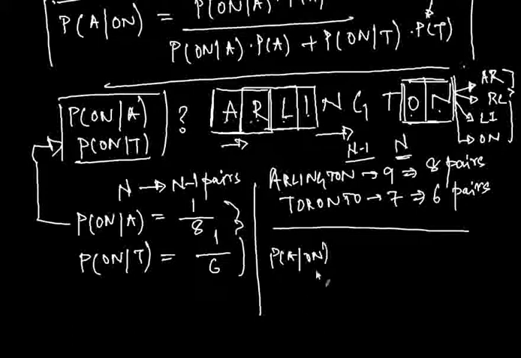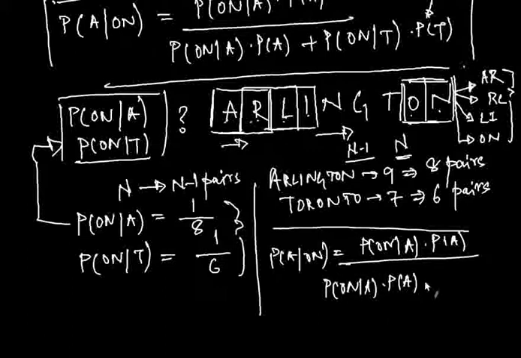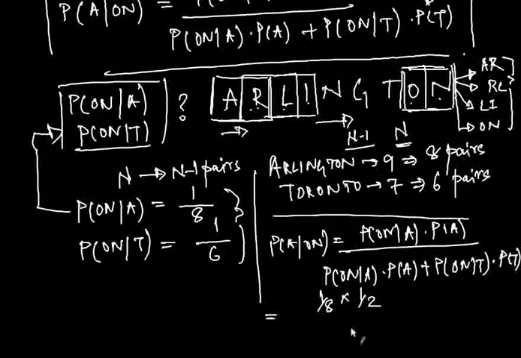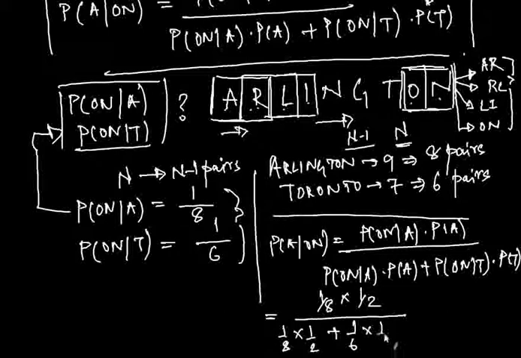So that would be P of A given ON, which would actually be equal to P of ON given A into probability of A, divided by P of ON given A into probability of A plus P of ON given T into probability of T. So this is equal to 1 by 8 multiplied by 1 by half, right, divided by 1 by 8 into 1 by half plus 1 by 6 into 1 by half. Now the 1/2s cancel, we can take them out, they bring nothing to the table. So what we are left with is 1 by 8 divided by 1 by 8 plus 1 by 6. And if you do this calculation, and you can try this on your own, it's very simple, it would be 3 by 7.